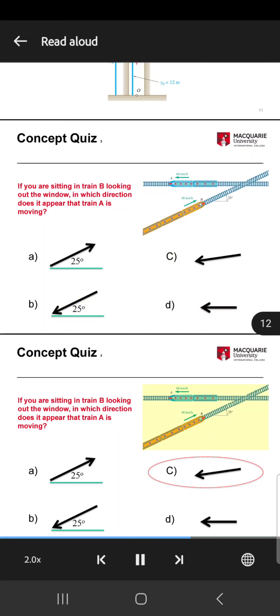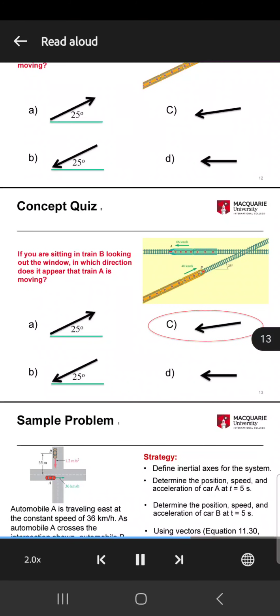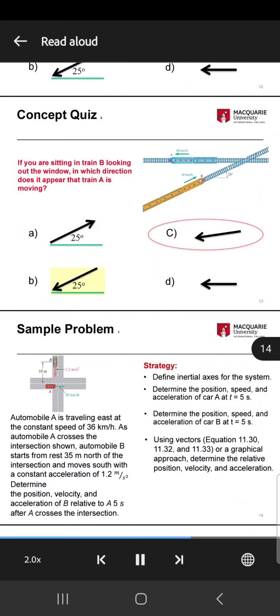Concept quiz 3. Train A is going westward at 66 km per hour. Train B is going at 48 km per hour, 25 degrees north of east. A. Train A is going westward at 66 km per hour. Train B is going at 48 km per hour, 25 degrees north of east. B. 25 degrees north of east. C. 25 degrees south of west. D. Less than 25 degrees south of west.